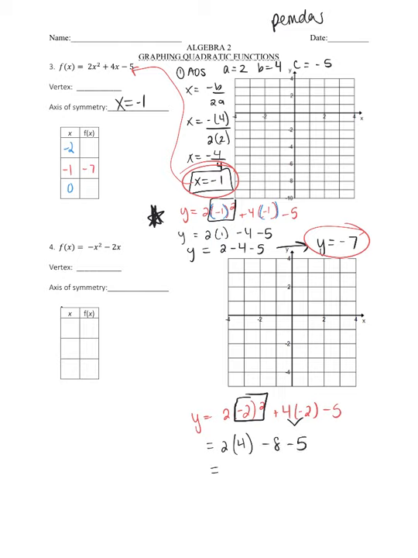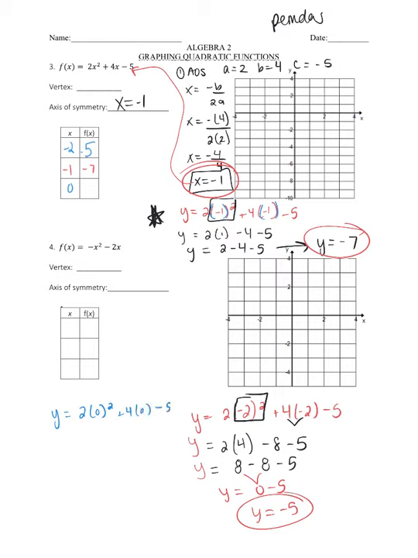Okay, and then I have 2 times 4, which is 8, minus 8, minus 5, and 8 minus 8 we know is just 0 minus 5. So y equals negative 5. So now I have my x value, which was negative 2, and my y value, which is negative 5. Okay, and now I need to do the same thing, but just wherever I see an x, I'm plugging in a 0.